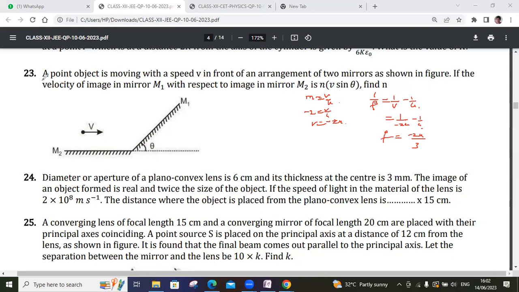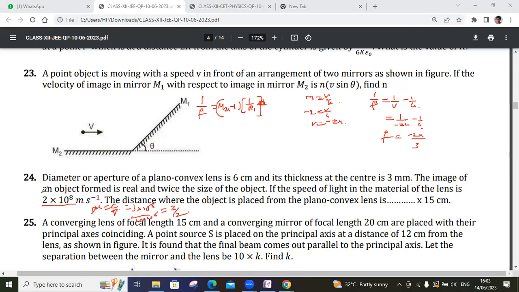So how to get f? From the lens maker's formula, that is 1 by f is equal to mu minus 1 into 1 by r1 minus 1 by r2. This is plano convex lens, so r2 I will take infinity, so it will become 1 by r. So how to get mu now? See, they have given speed of light in the medium. So we know refractive index is c by v. So it becomes 3 into 10 power 8 by 2 into 10 power 8, that is 3 by 2. So refractive index we got.